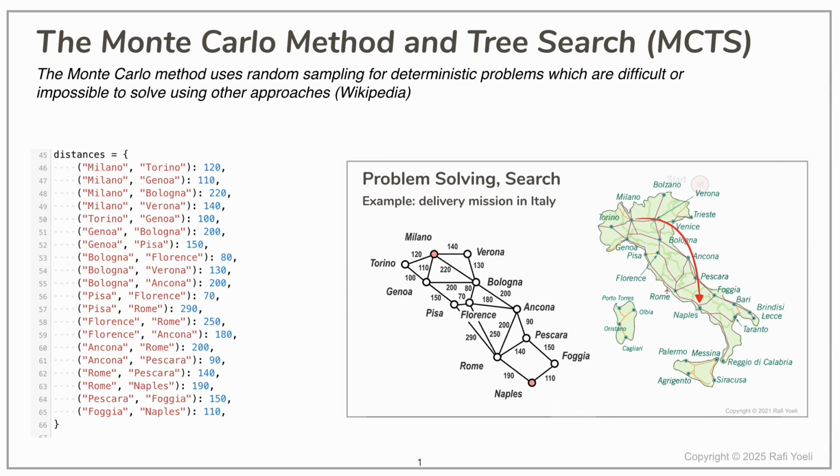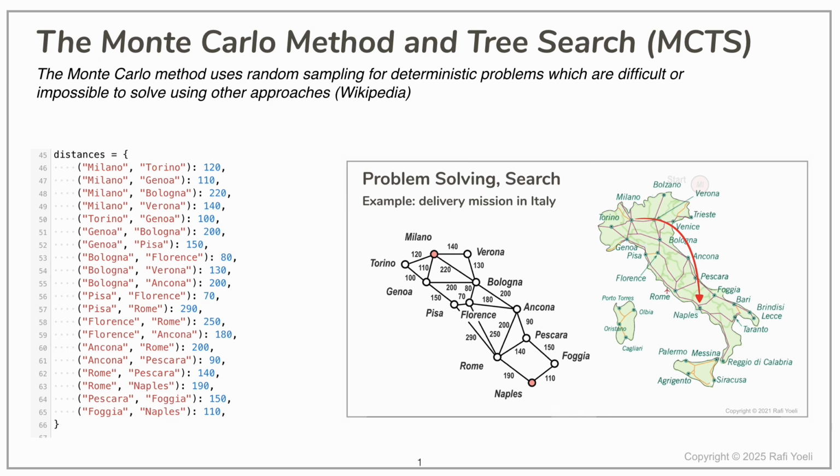To the right of the image on the screen is a reminder of our mission. We need to deliver a parcel from Milan to Naples, and are looking for the shortest route. In our previous tree search video, we had available to us all the road distances between cities. For the informed search types, greedy and A-star, we also had a map at our disposal. To the left of the screen is the list of the distances as they appear in the Python code.